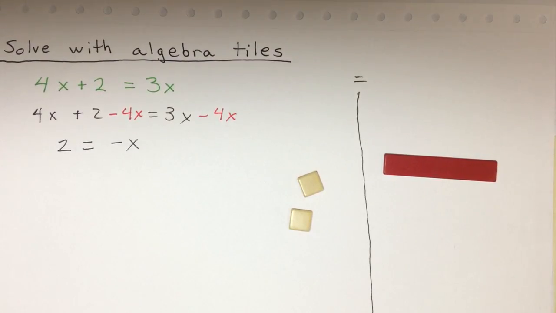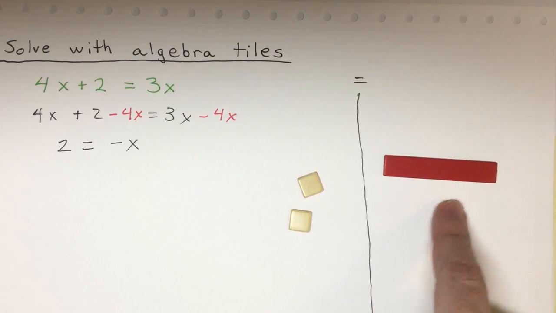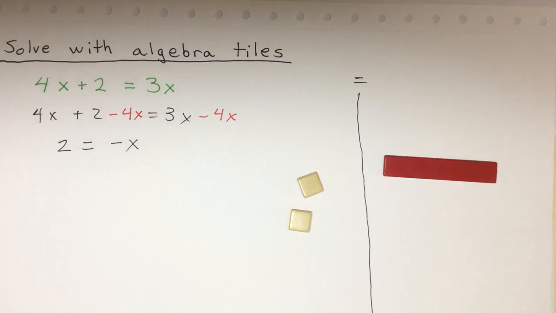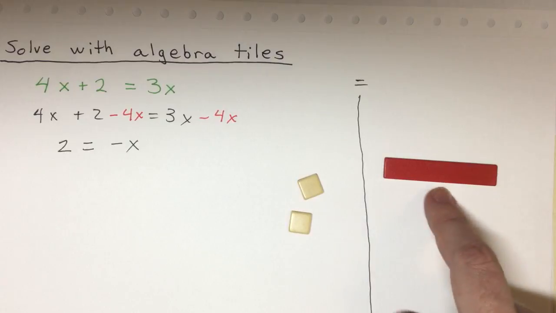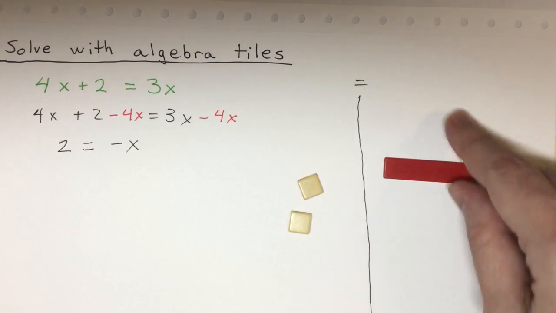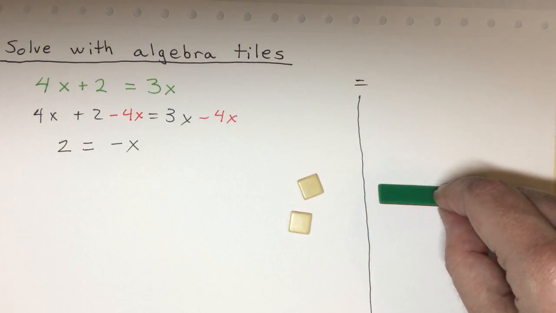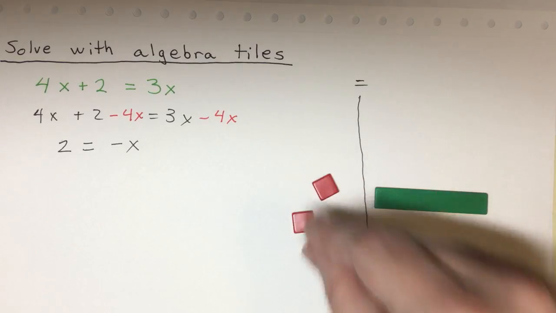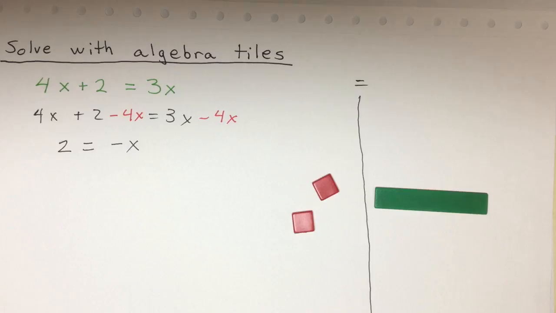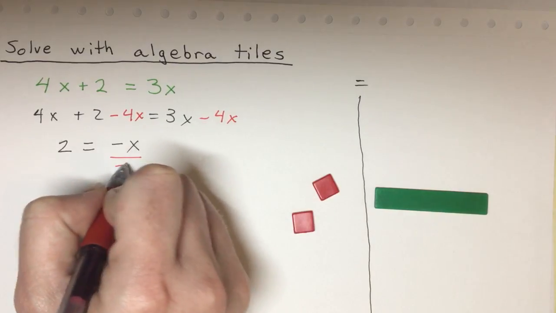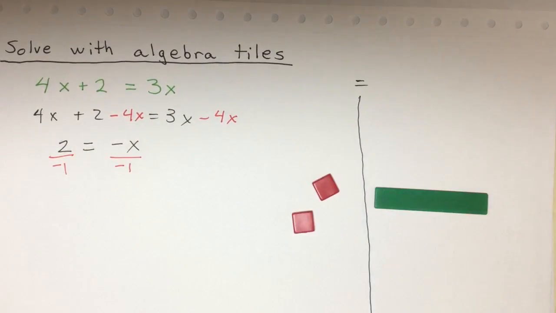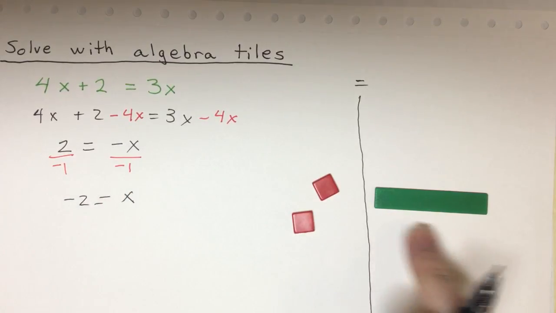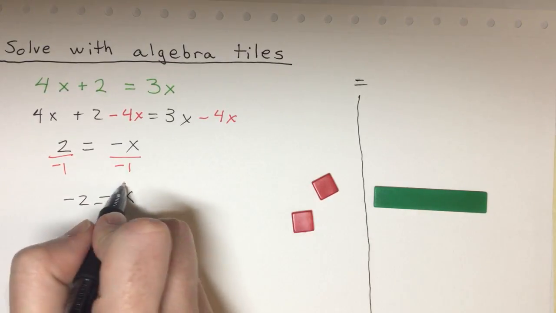Remember, the reds are the negative. Well, I don't want to know what a negative x is. The goal is what is a positive x. So in order to switch the negative to a positive, all I have to do is turn it over. But if I've turned that tile over, I have to turn all the tiles on the other side over as well. So what we just did there was that's our division by -1, and we end with x is -2.